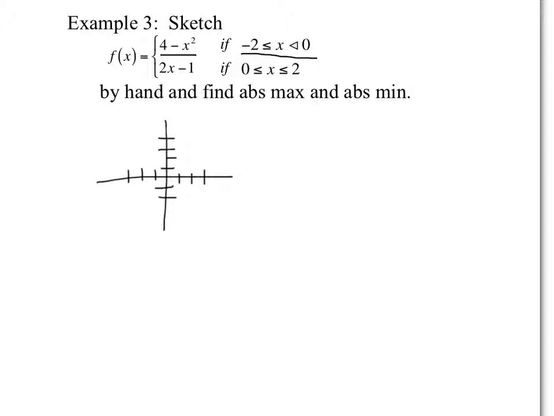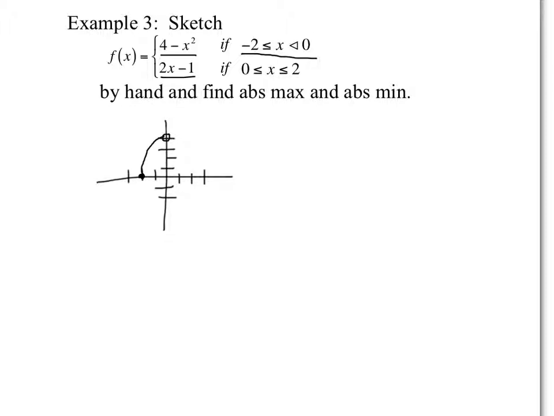I know that it is opening down, and I know that it has been shifted up 4 based on the subtraction sign in front of the x squared and the 4 out front. So starting at -2, if I plug -2 into 4 minus x squared, I get a 0 value. So I'm going to go ahead and put a point there because I know that it's filled in, it exists. And then I know that, like I said, there's a parabola all the way up to 4, but it does not include 4.